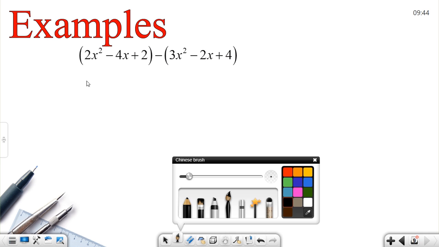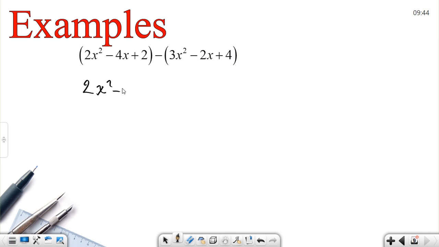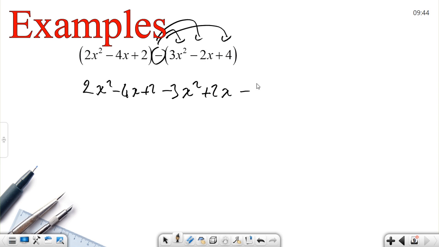Okay, let's check that one. Write the first one, 2x squared minus 4x plus 2. So opposite of 3 is minus 3x squared. Opposite of minus 2 is plus 2x. Opposite of plus 4 is minus 4. So I change all the signs of the second algebraic expression.